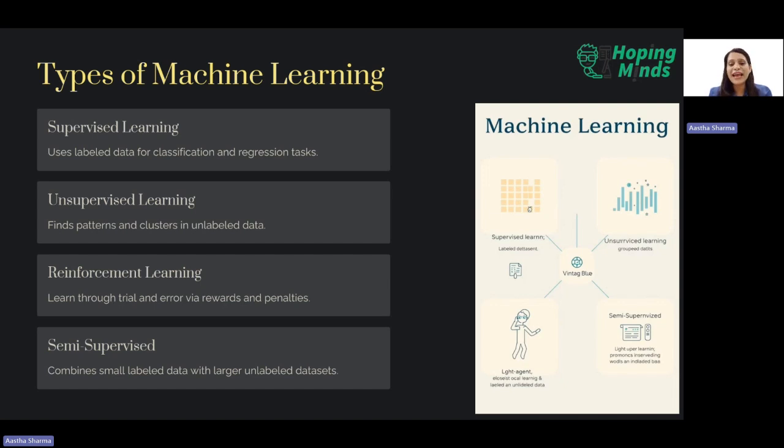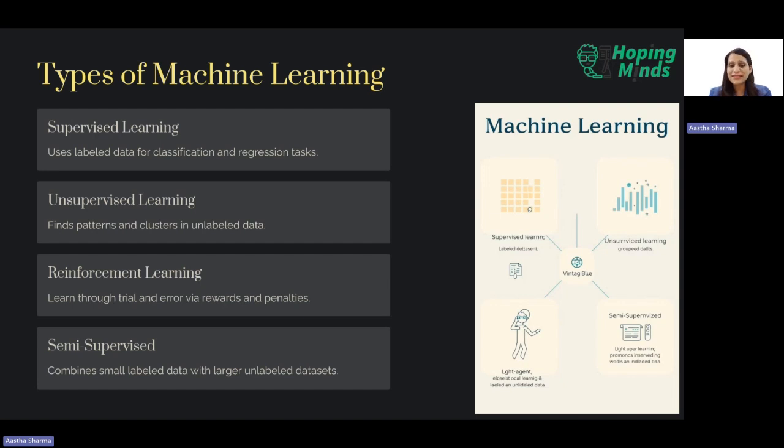Now let's deep dive into reinforcement learning. Reinforcement learning is a kind of machine learning where the machine learns by trial and error. It gets rewards for good actions and penalties for bad ones. For example, self-driving cars learn to drive by rewarding safe decisions like stopping at red lights and moving at green lights. It is going to stop when there are any obstacles in front.